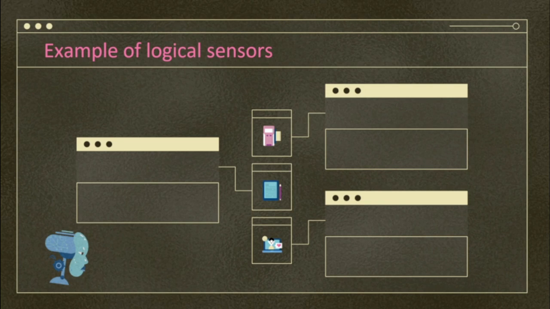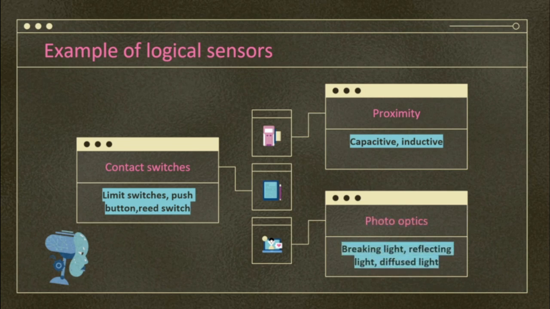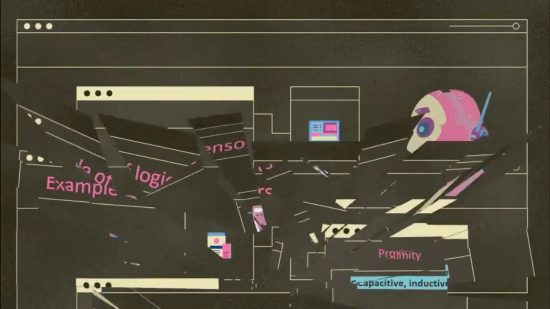Examples of logical sensors. First, contact switches, which can be limit switches, push buttons or trip switches. For the proximity sensor, it can be a capacitive or inductive proximity sensor. For photo-optics, it can be an object which breaks light, reflects light or diffuses light.